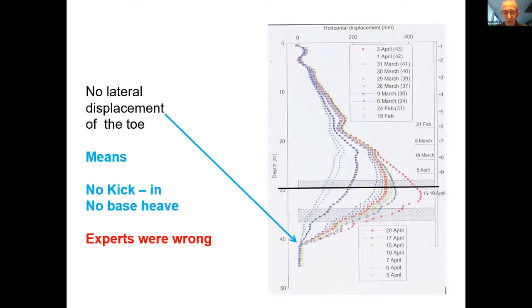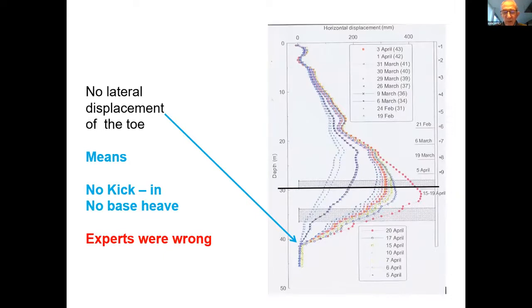But if you look at the bottom where the blue arrow points, close to the bottom of the diaphragm wall panel, you'll see that there's been no forward movement of the bottom of the diaphragm wall, which means that the diaphragm wall was bending quite severely with a maximum bending just below the black line, but the toe of the wall was not kicking in. Now, if the soil in front of the wall was rising and the wall was kicking inwards due to a base heave, you'd have seen the bottom of that wall move in excess of the top. So the experts were wrong.